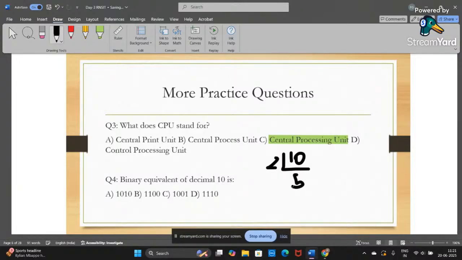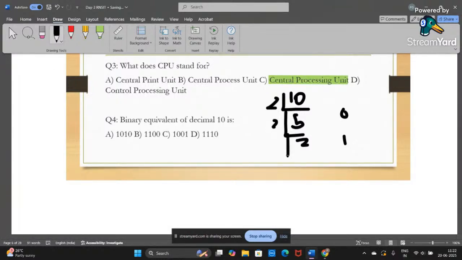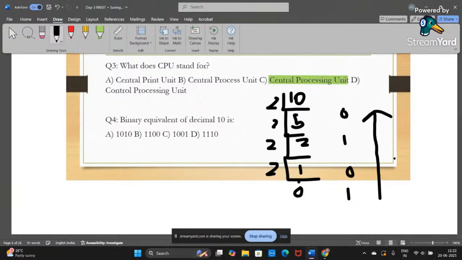So 2 5s are 10, 0 remainder. 2 twos are 4, 1 remainder. 2 ones are 2, 0 remainder. Then we cannot divide 1 by 2, so it is 0 here. And what is the remainder? 1. Now we have to write from down. So the answer is 1, 0, 1, 0. We need to write from downward. So which is the option here? A is the right answer for this.